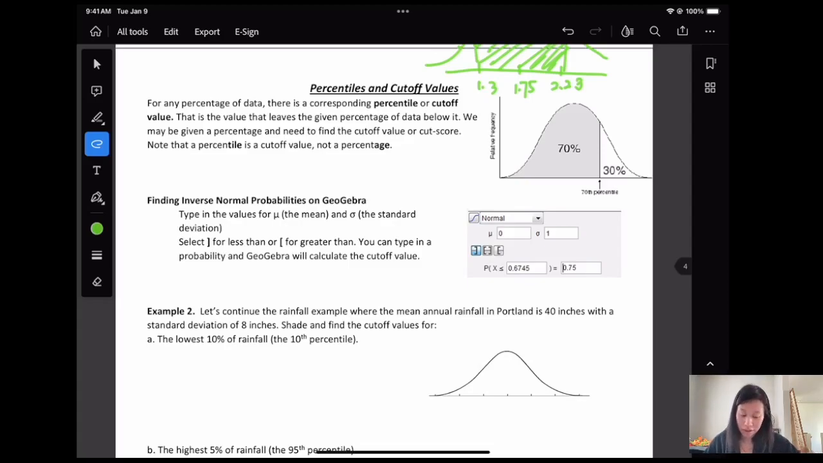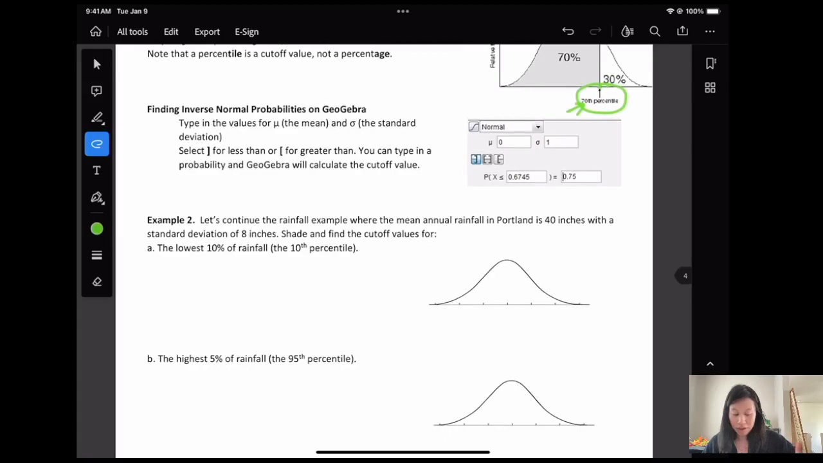So if they say the 70th percentile, that means in this value, 70% of the data is going to be below this specific value. So how do we find it? We are going to use GeoGebra. Let's just use some examples.